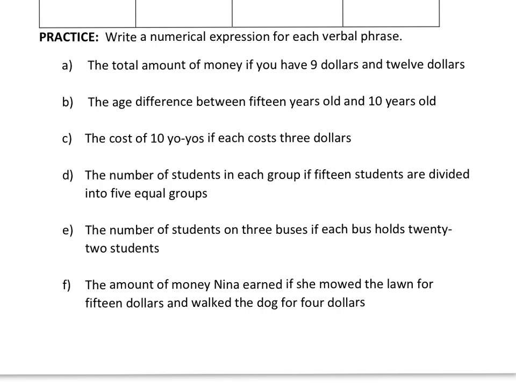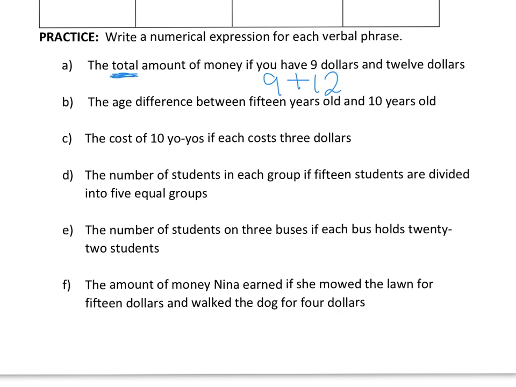So now let's look at a few of these practice problems. We want to write a numerical expression for each verbal phrase. So for letter A, the total amount of money if you have $9 and $12. The key word in this case is total. And since we know that total means to add, we're supposed to add the 9 plus 12. And that is your numerical expression because we know it includes numbers and the sign of the addition sign.